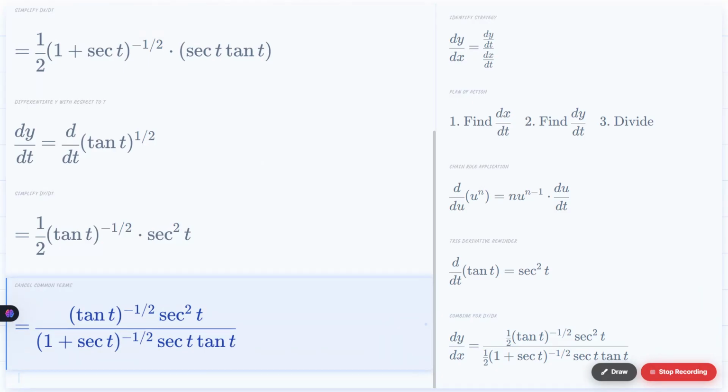We cancel out common terms in the fraction. We do this to make the math smaller and simpler. We remove 1/2 from the top and the bottom because dividing a number by itself equals 1.